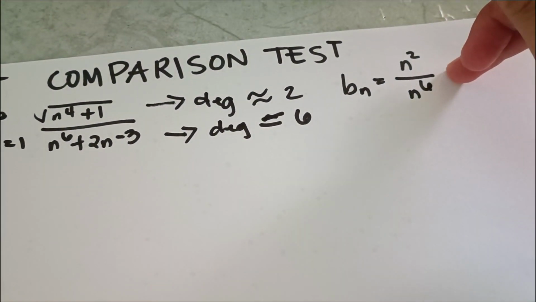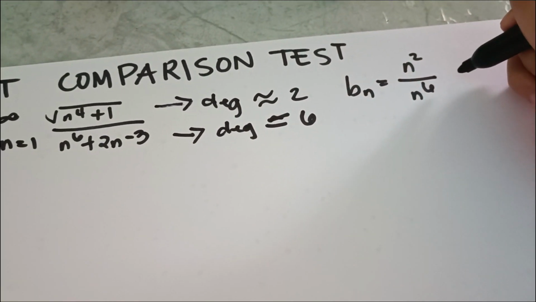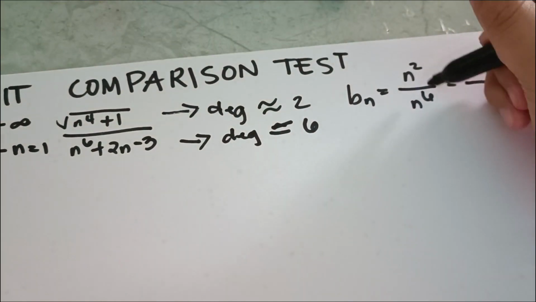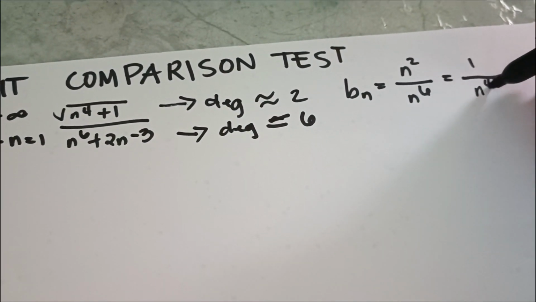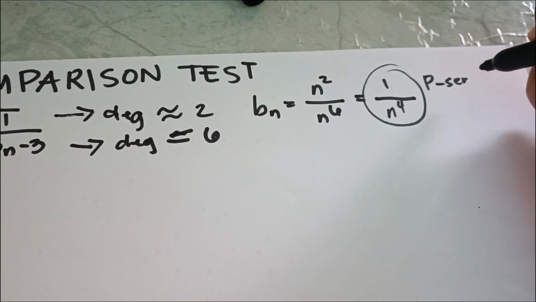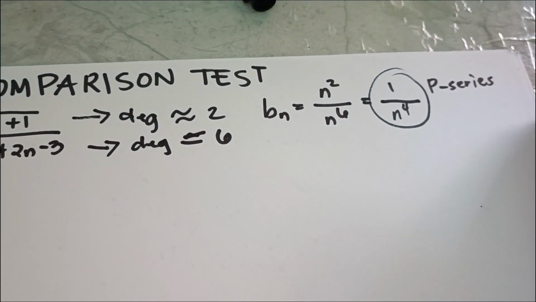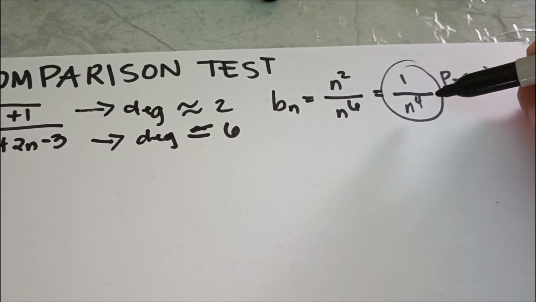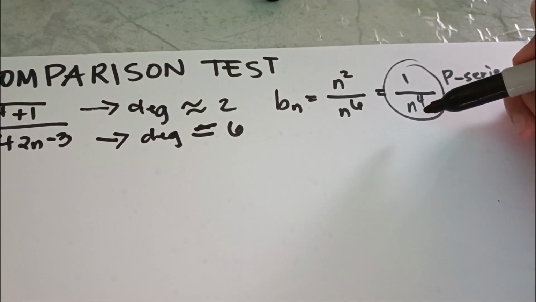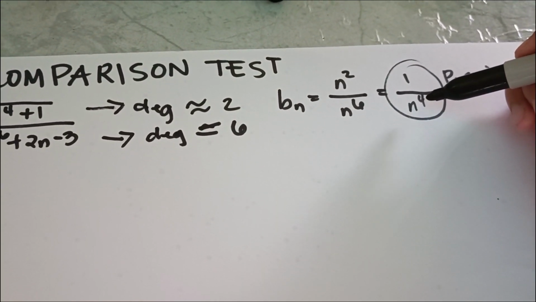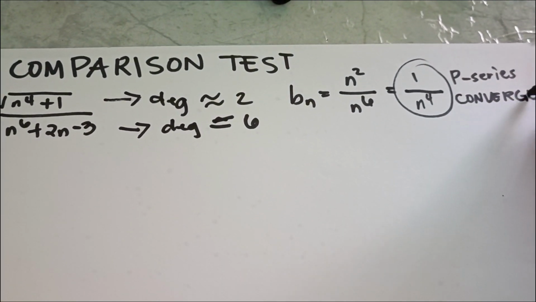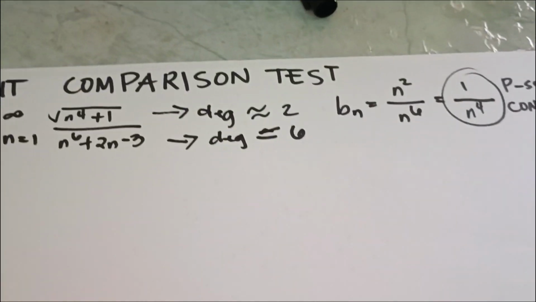What is n squared divided by n raised to 6? It simplifies into 1 over n raised to 2 minus 6, which is 4, so 1 over n raised to 4. This one is an example of P series. What kind of P series is this, convergent or divergent? Because our p is greater than 1, it is convergent.